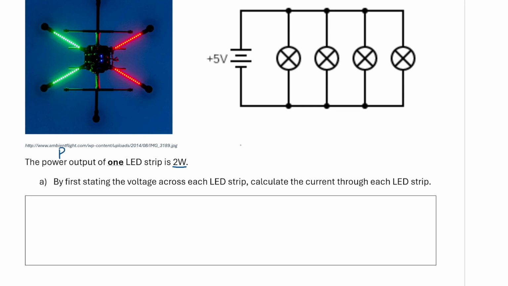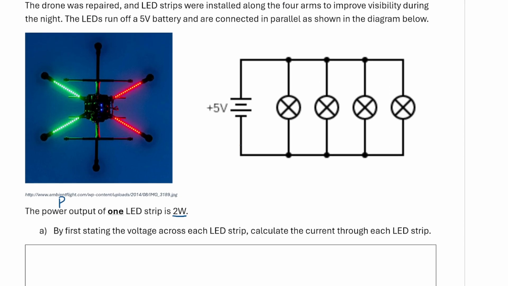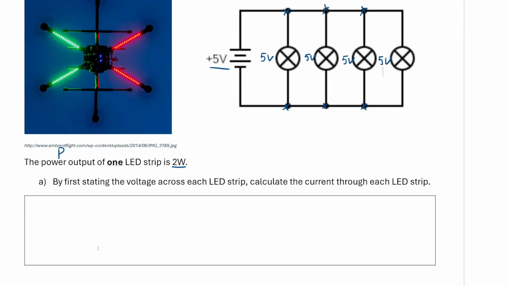So this is a parallel circuit, and what can we say about the voltage across the branches of a parallel circuit? The voltages are the same, and so if 5 volts is supplied, there is 5 volts across each LED. So it says by first stating the voltage across, so let's just write that, 5 volts across each LED.